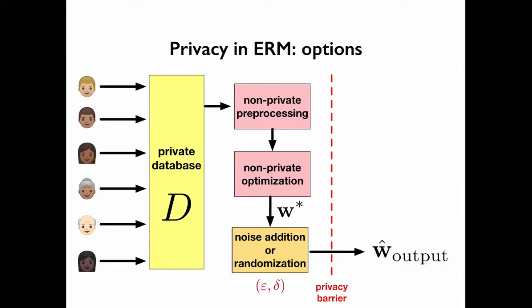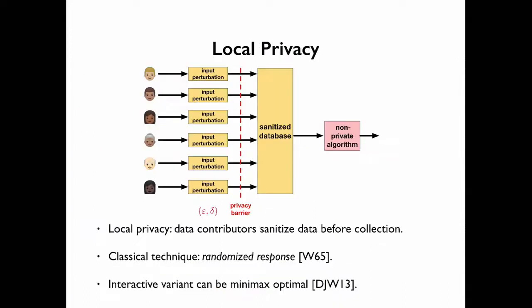So the question is, what are the benefits and drawbacks of each of these approaches? This approach where people add noise to their own data is actually called local privacy. It is related to a very classical technique in statistics called randomized response, which goes all the way back to the 60s. And you can look at interactive variants. This is a little bit beyond the scope of what we're looking at here, but there are a lot of interesting questions in the local privacy model.